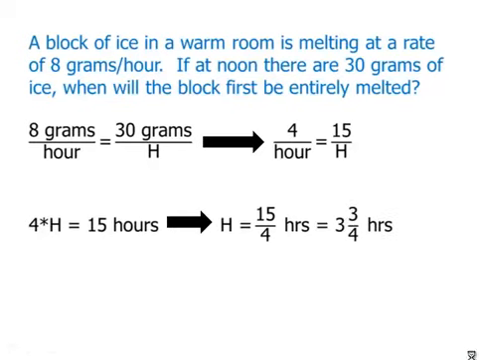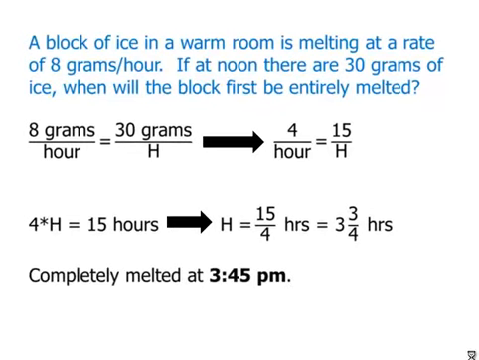Write this as a mixed numeral, 3 3/4 hours. We're asked when, which is actually a clock time. So we started at noon. 3 hours later would be 3 p.m. 3/4 of an hour is 45 minutes. So that means it's completely melted at 3:45 p.m.